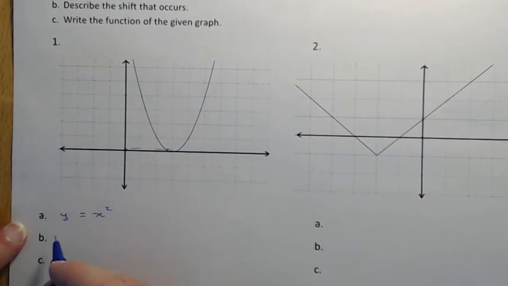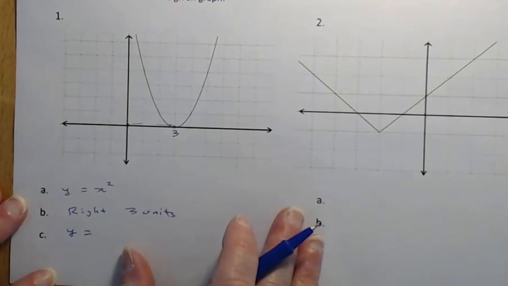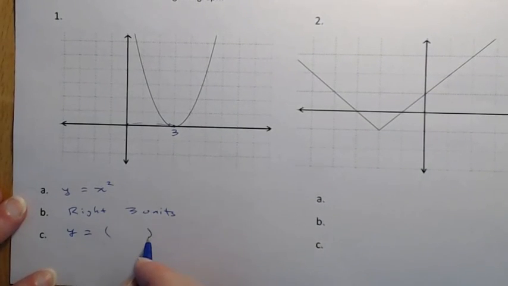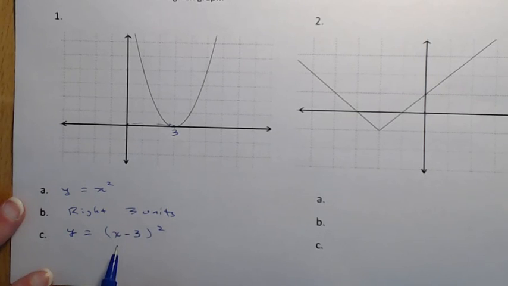The shift that occurred was it moved right 3 units. So again, our new 0 is here at 3. And so something happens before we square it. So 3 has to act as the new 0. So if I write x minus 3, we have the new 0 at 3.